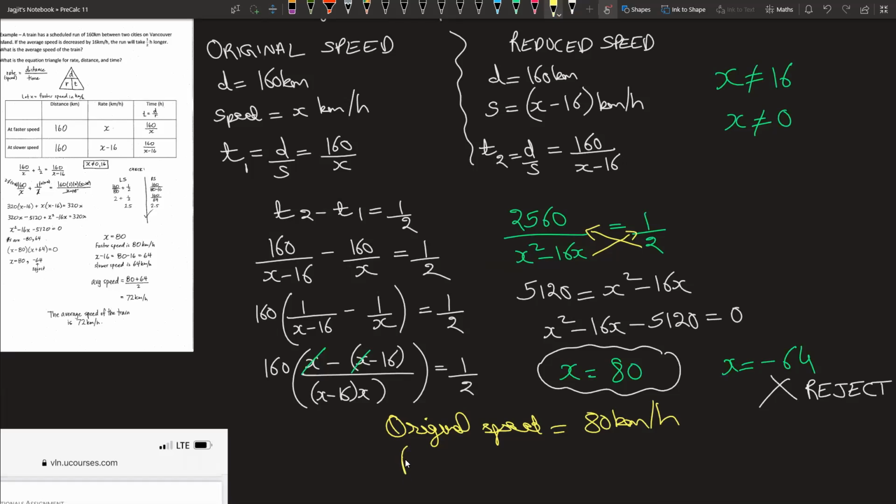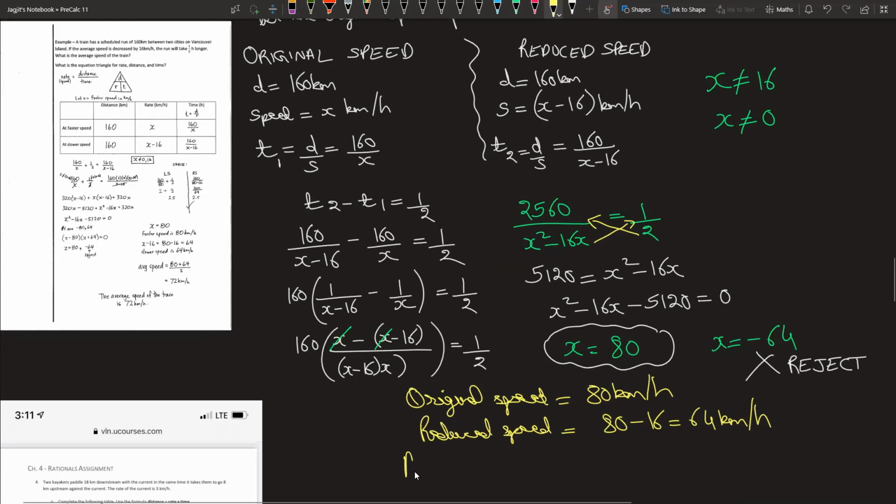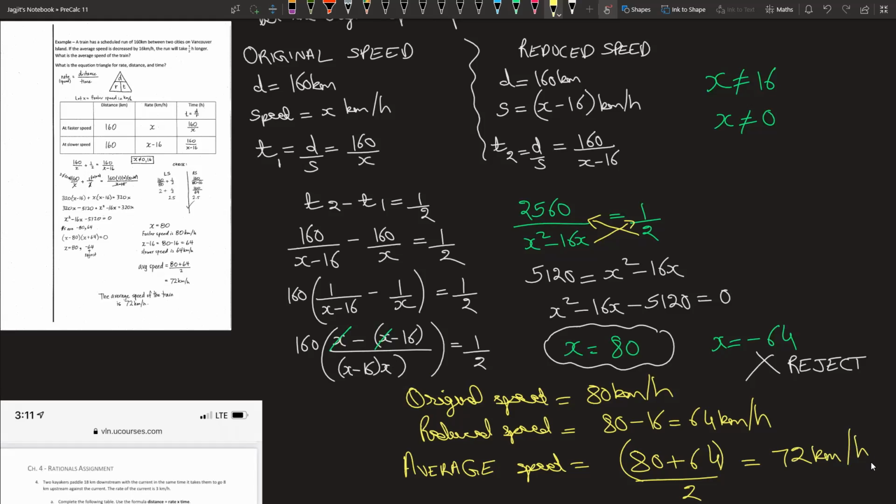That means, what's your reduced speed? Your reduced speed will be 16 less, right? Your reduced speed was x minus 16. So that would be 80 minus 16, which gives you 64 kilometers per hour. And the question was asking you to find the average speed. How do we find the average speed, guys? You're going to add them and divide them by 2. So to find the average, you do 80 plus 64, add them up, then divide by 2. Make sure you put brackets when you do that. And that will give you 72 kilometers per hour.